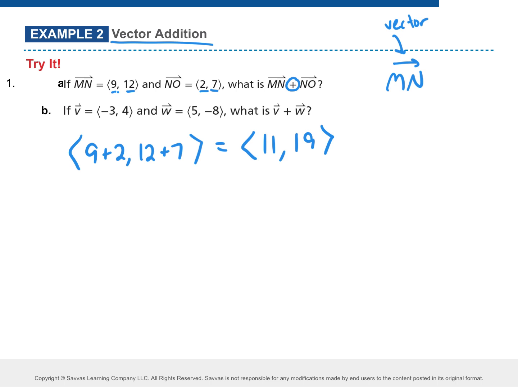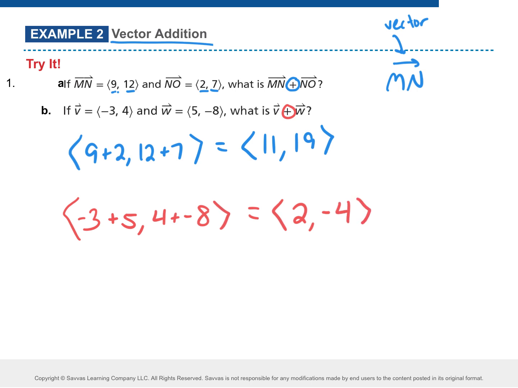And then part B, do you agree it's very similar? Okay, we're just adding two vectors together. So what do I add with negative 3? Negative 3 plus 5. And then 4 plus a negative 8. Simplify, what's negative 3 plus 5? Positive 2. And then 4 plus a negative 8. Negative 4. So we just added the two vectors together to make one component form vector.